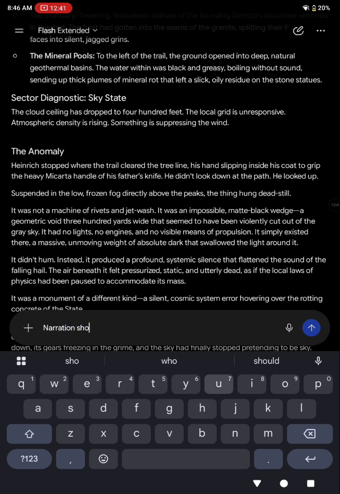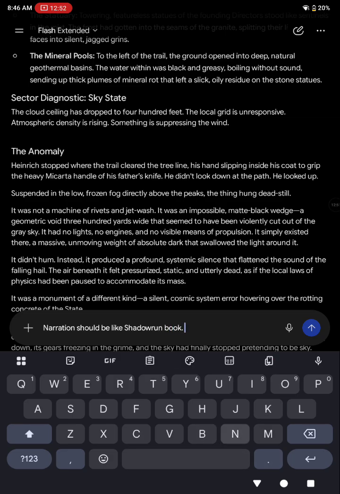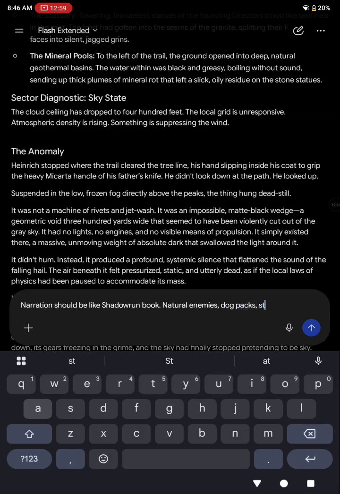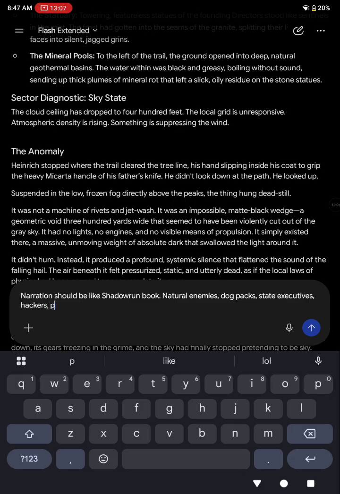Narration should be like a Shadowrun book. Natural enemies, dog packs, state executives, hackers, priests, engineers, Victor and family, politicians.